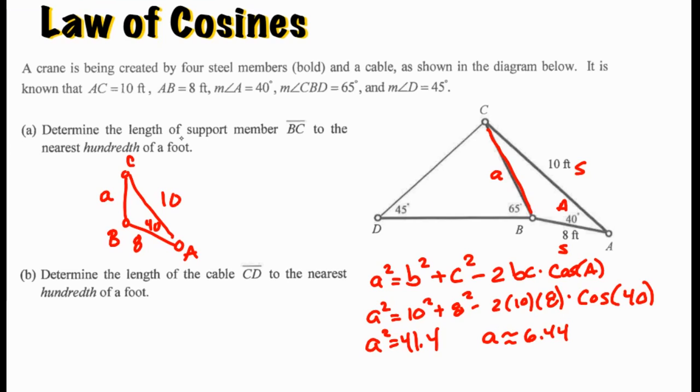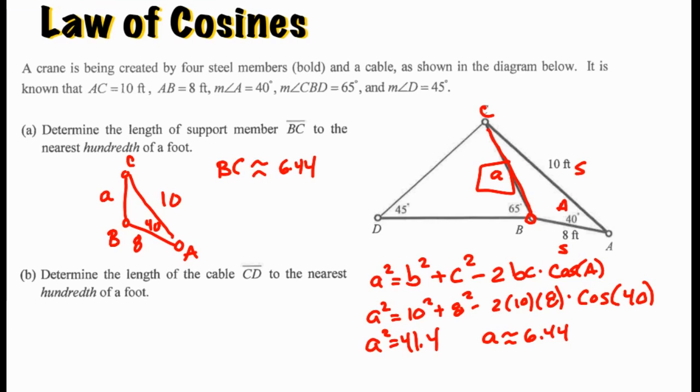So it says determine the length of the support member BC. BC from B to C is the value of A to the nearest hundredth foot. So BC is about 6.44. Next, it says determine the length of the cable CD to the nearest hundredth foot.